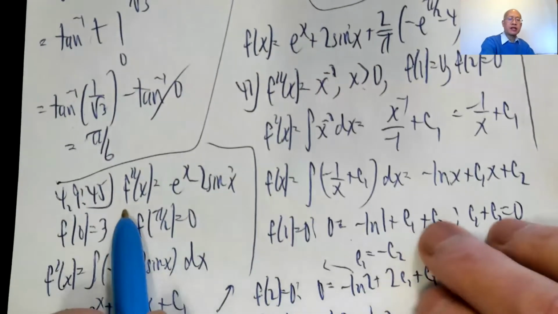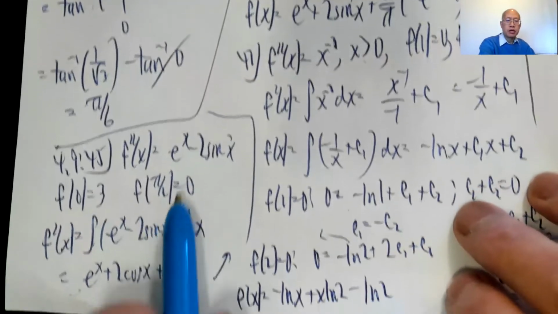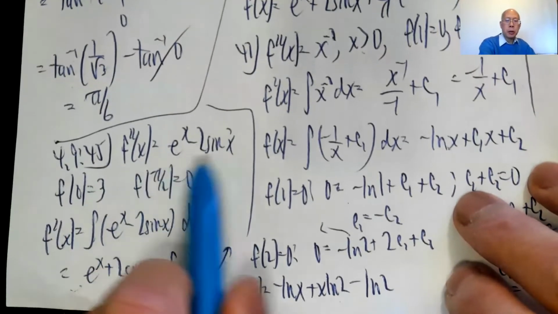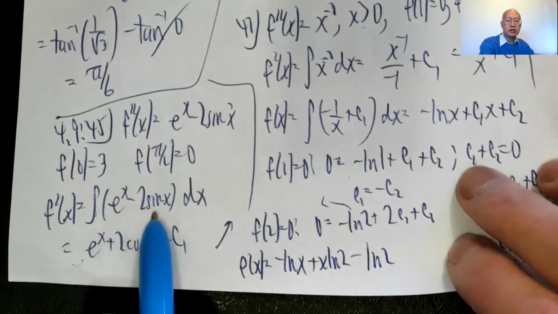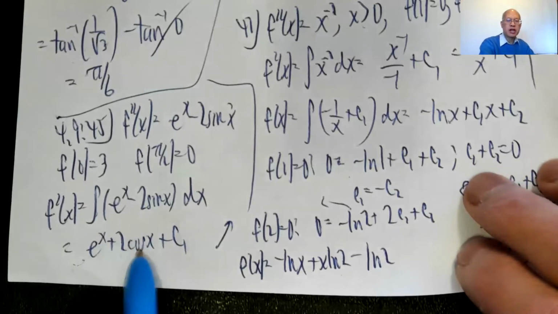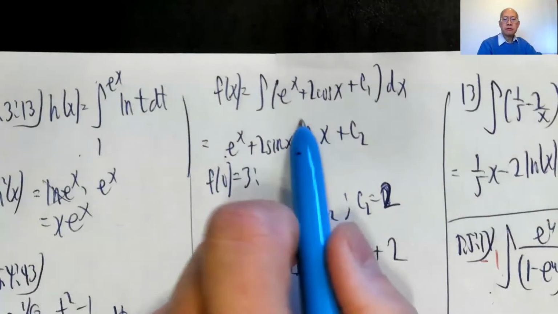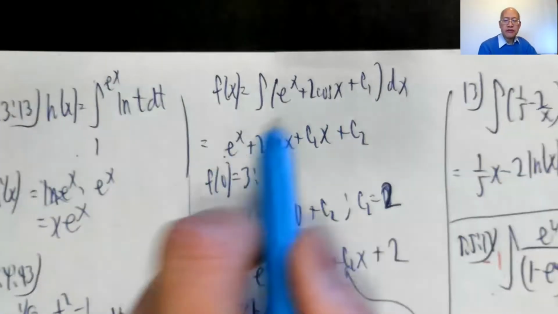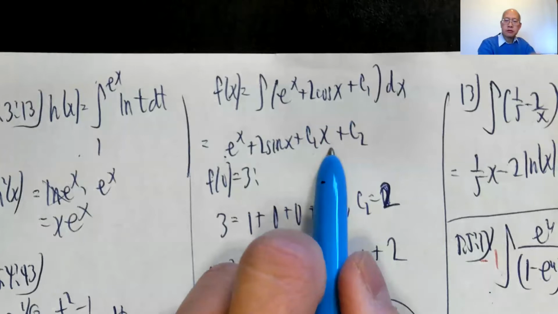4.945, you're given the second derivative. And f of 0 is 3, f of pi over 2 is 0. So f prime is the integral of this. Integral of e to the x is e to the x. Integral of minus 2 sine x is plus 2 cosine x plus c1. Integrate again. Integral of e to the x is itself. Integral of 2 cosine x is 2 sine x plus c1x plus c2.